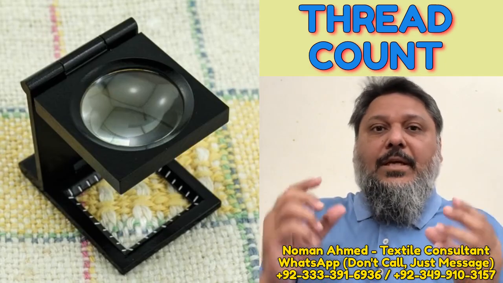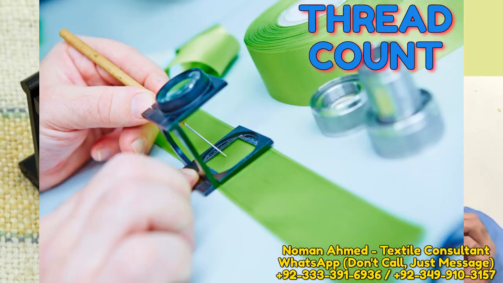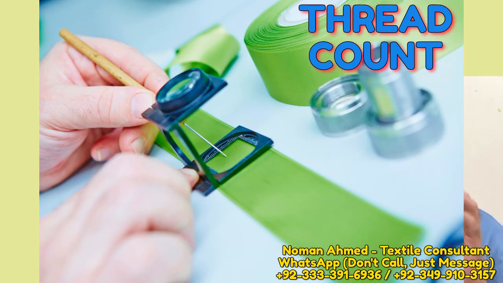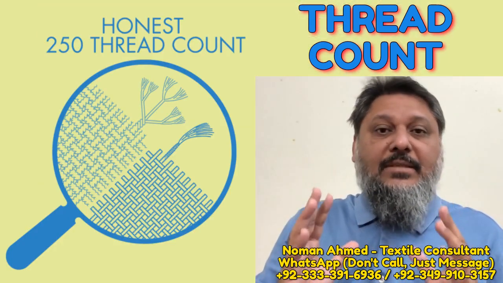But how to check it? So we use a pick glass. It's a microscopic glass, and with it we actually count the threads in the vertical and horizontal directions. But the story doesn't end here.